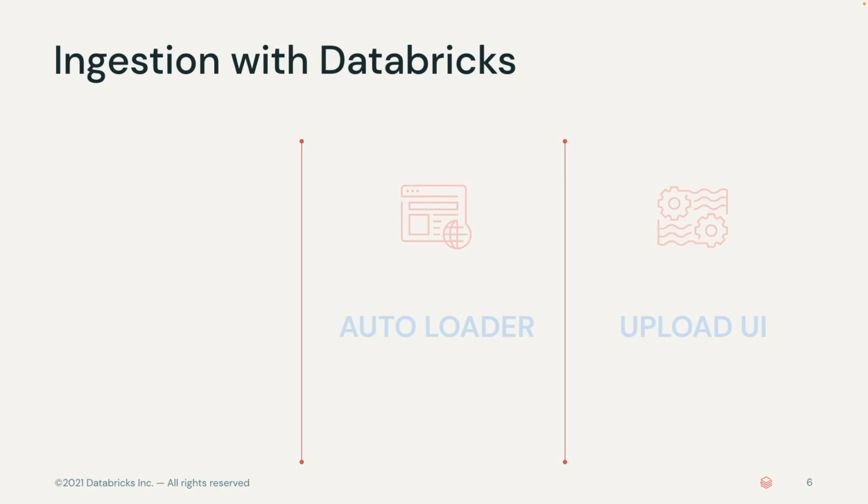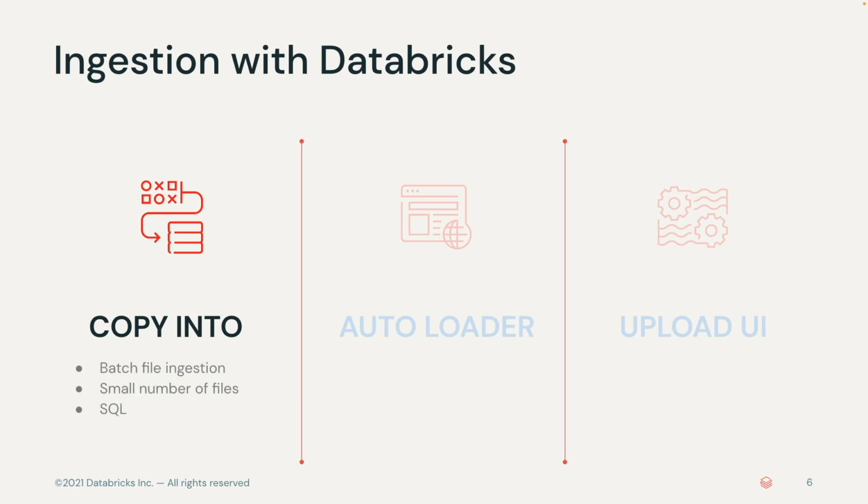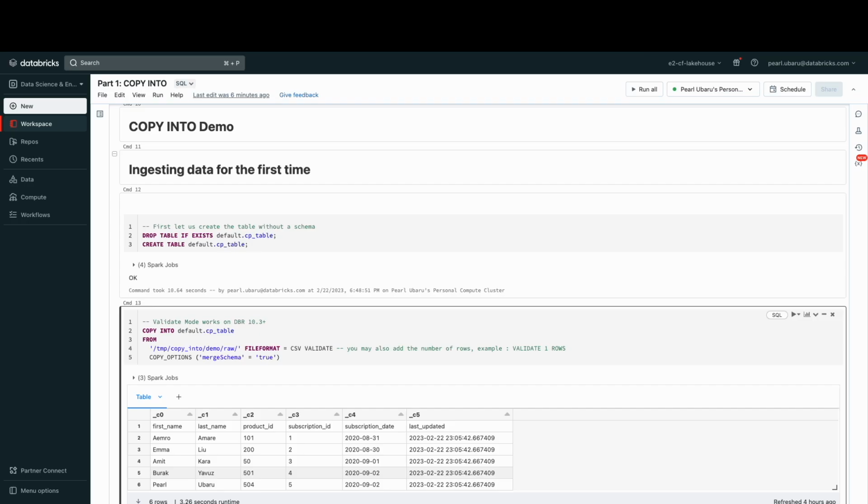Ingestion with Databricks is easy. The Databricks copy into command allows you to perform batch file ingestion into Delta Lake from Cloud Object Stores. Copy into is best used when your source directory contains a small number of files and if you prefer writing in SQL. So let's go ahead and see how this copy into command really works.